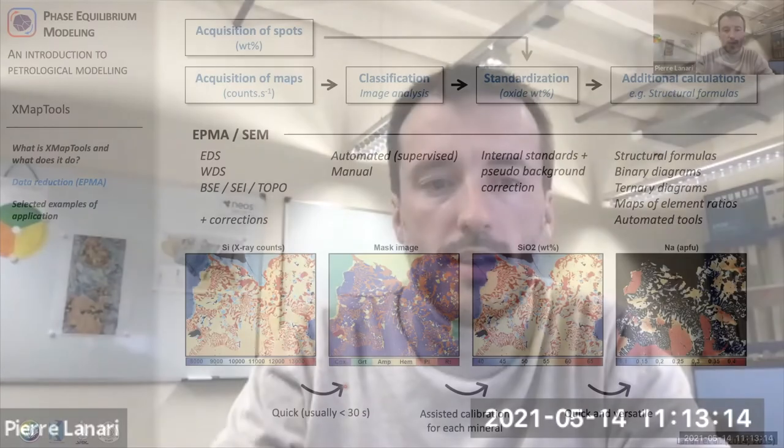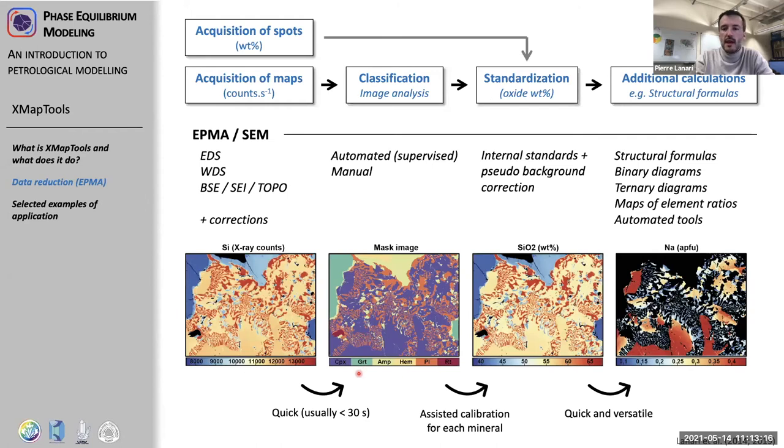Yeah, that's a very good question. It will never give you the name of the mineral. So it's a classification. It will simply separate all the pixels of the image into different groups based on the chemistry, depending on how many groups you want. So if you want to classify this image into three groups, it will put all the pixels in the three groups, and it will never give you the name.